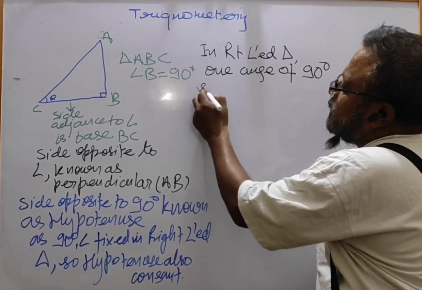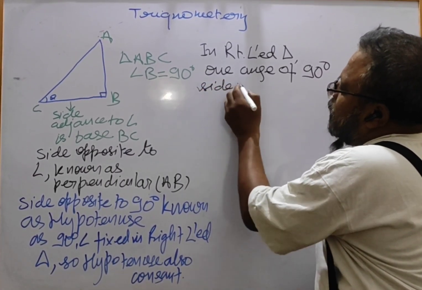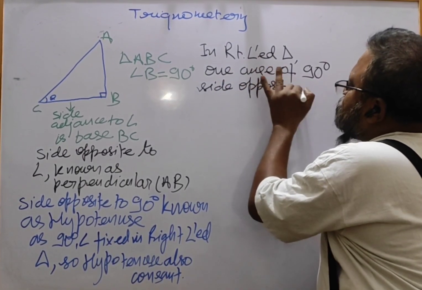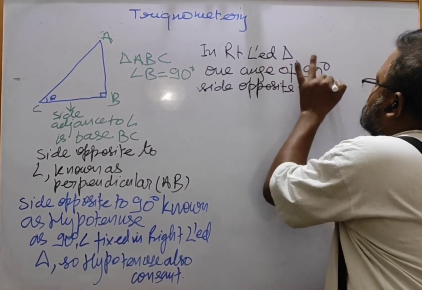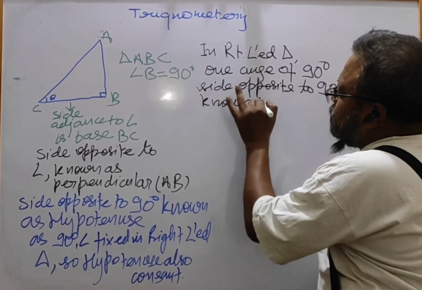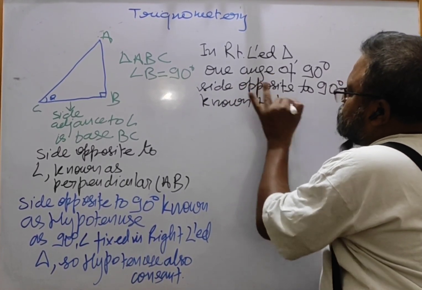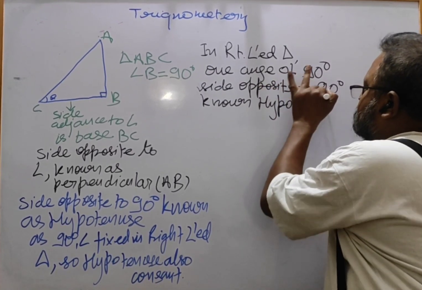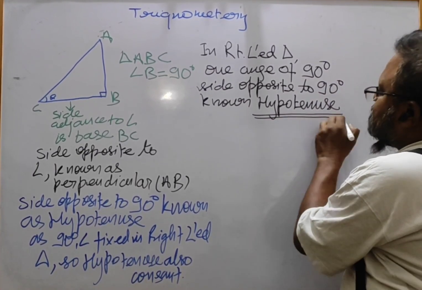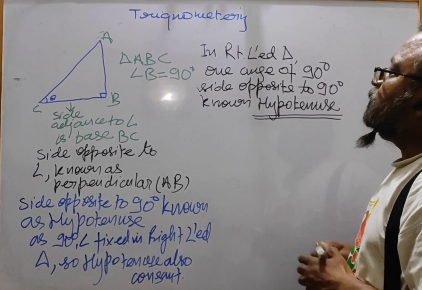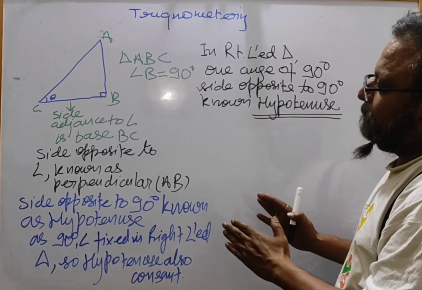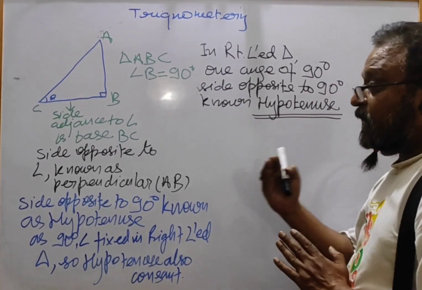Similarly, side opposite to 90 degree, known as hypotenuse. So what I said, if 90 degree is fixed, then hypotenuse also fixed, है ना? अगर 90 डिग्री फिक्स है तो हाइपोटेन्यूज भी फिक्स है, right? But angles are changing.